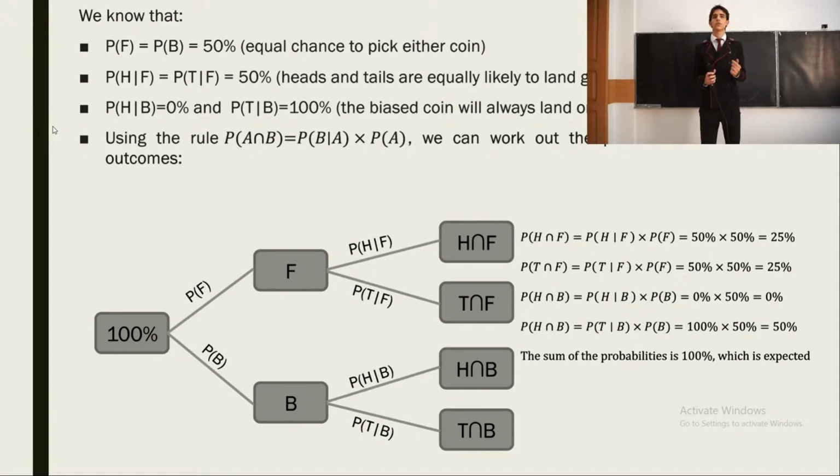And using the rule of probabilities, which is P of the intersection of A and B equals P of B given A multiplied by P of A, we can work out the probabilities of the final 4 outcomes, which are stated there. And the sum of the probabilities is 100%, as we see, which is expected.